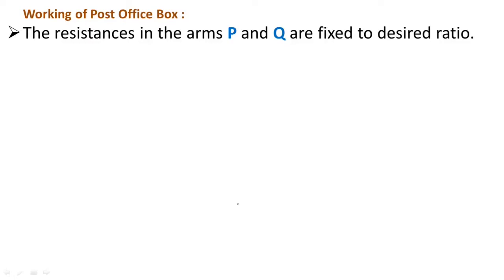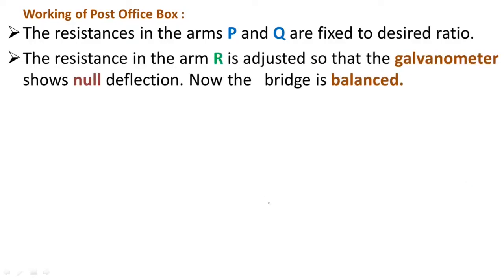The resistances in the arms P and Q are fixed to desired ratio. Then the resistance in the arm R is adjusted so that the galvanometer shows null deflection. Now the bridge is balanced. Tap keys K1 and K2 are pressed. The galvanometer shows no deflection. Now the bridge is balanced.